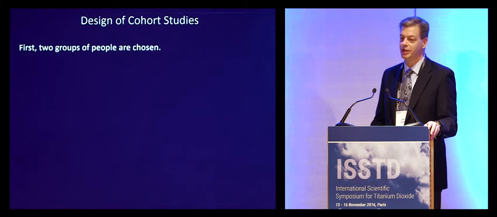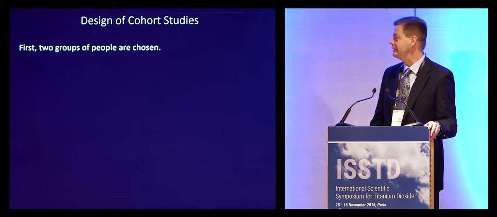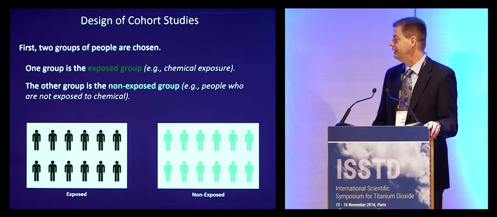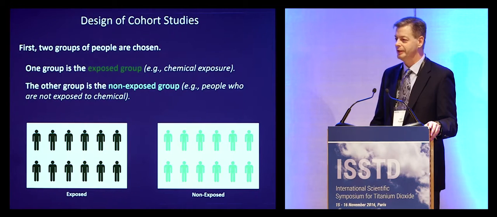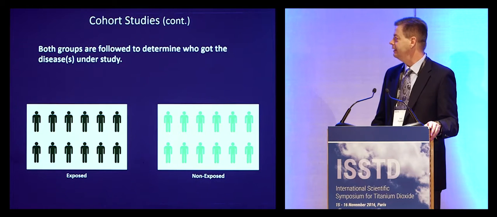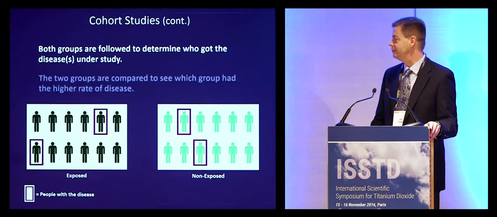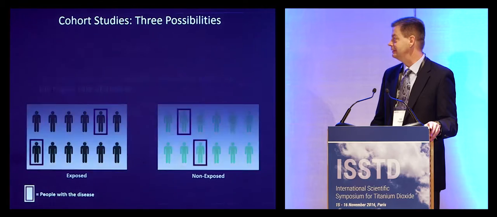So this is just kind of a cartoon of how you do a cohort study. First, you get two groups of people. You have an exposed group, for example, people exposed to chemical exposure. A non-exposed group, people who aren't exposed, or a referent population that's not exposed. And then you follow both groups up to see who got the disease. So in this one, there are two people in the non-exposed group that got disease and two people in the exposed. Then you compare the groups to see which group had the higher level of disease or higher rate of disease.